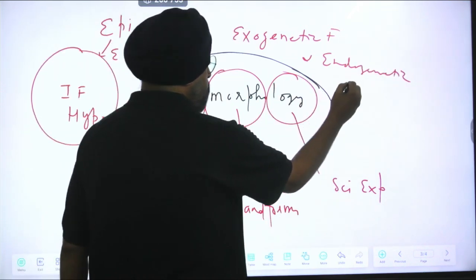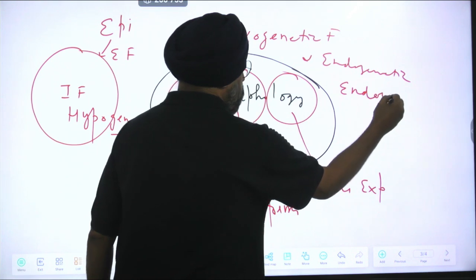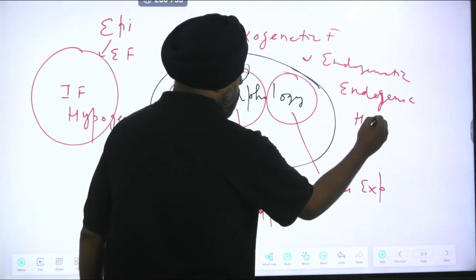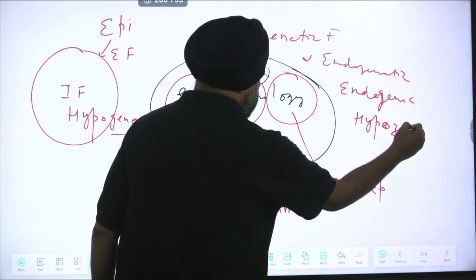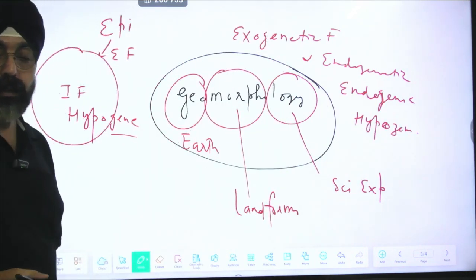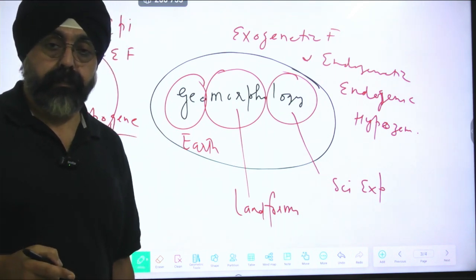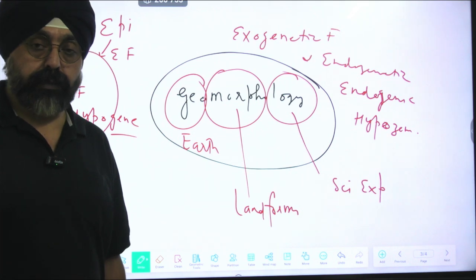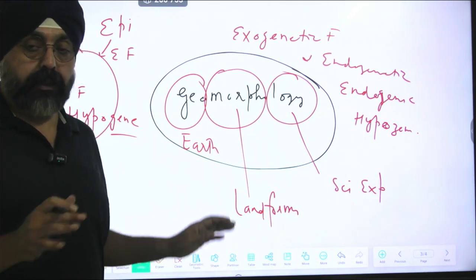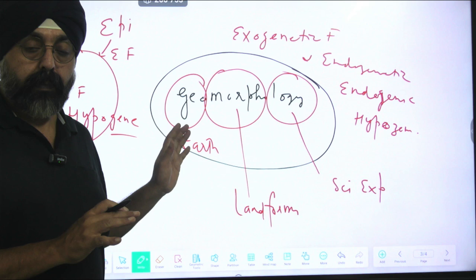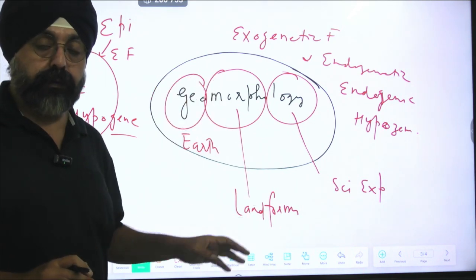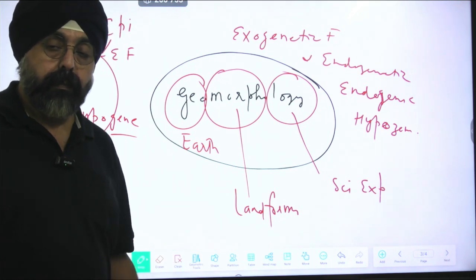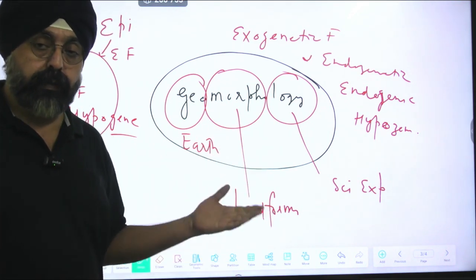You can write endogenetic as endogenic. You can write hypogenic, hypogene. It's up to you. Exogenetic as epigene, exogenic. It's okay. We have the British versions and the American versions. But that's the definition, interaction of the endogenetic and the exogenetic forces and the resultant landforms is geomorphology. The scientific explanation, scientific study.